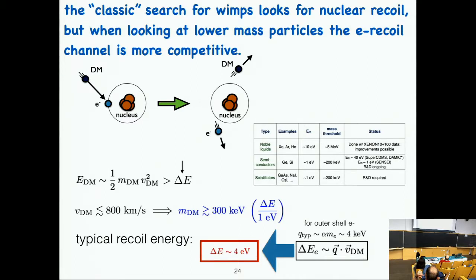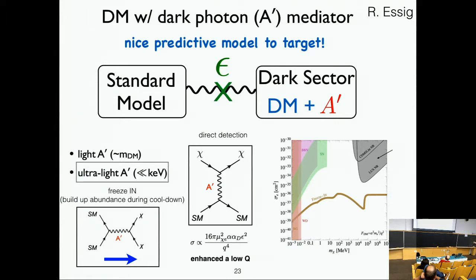And you will look for your event in your detector. You will look for one electron where there should be none, right? So that's why the skipper CCD is a very nice thing. This is assuming dark photon, so you look for this process, right?